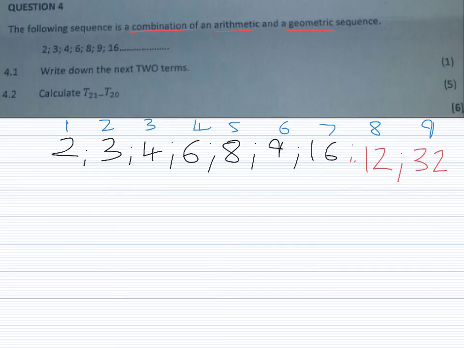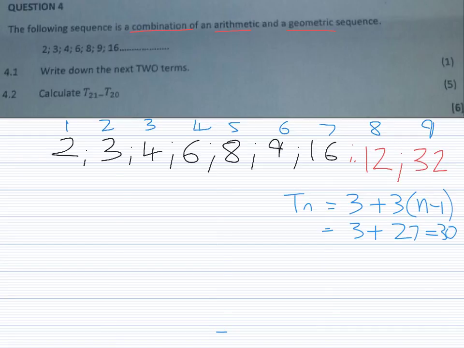The first term in the arithmetic sequence is 3, so that becomes your a. So Tn equals 3 plus 3(n minus 1). And we want to know the 10th term, so it's going to be 3 plus 3 times 9, because 10 minus 1 is 9, which is 3 plus 27, which is equal to 30. So that will be T10 of the arithmetic sequence, which is T20 overall.